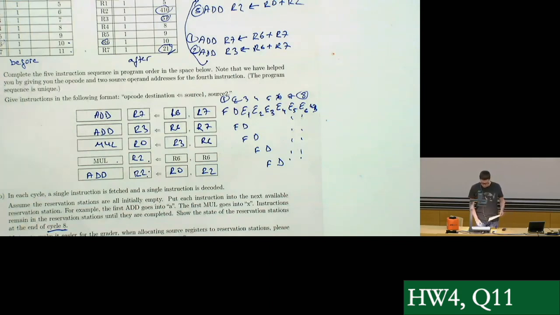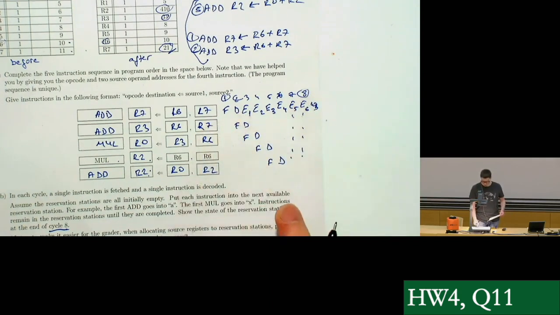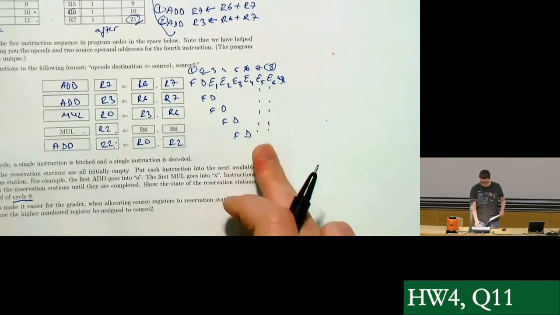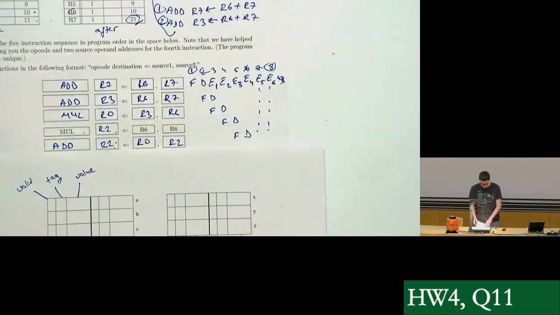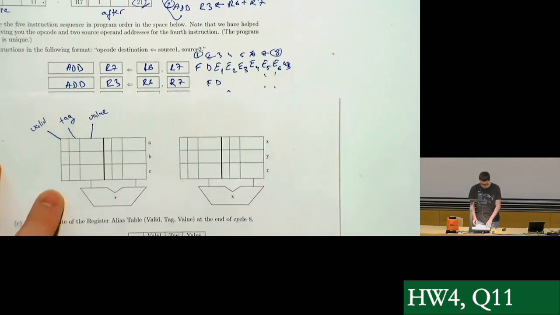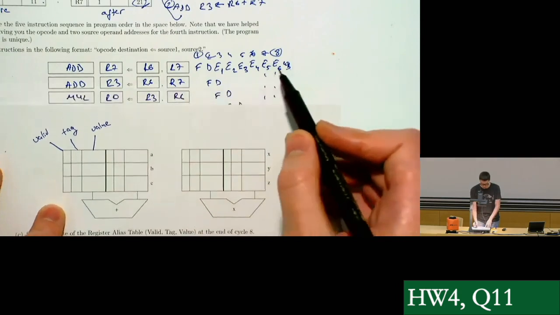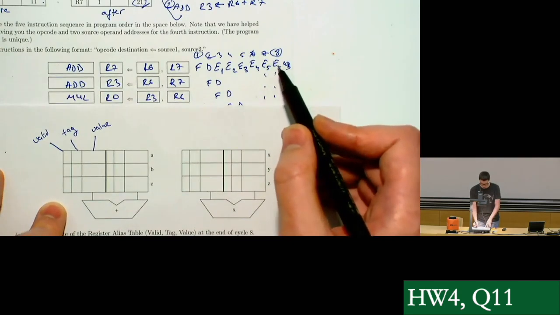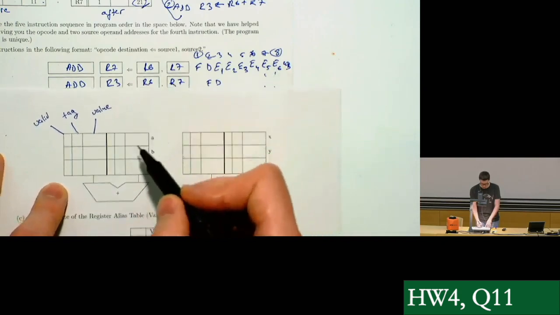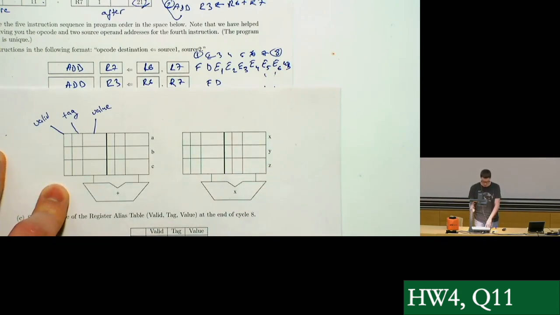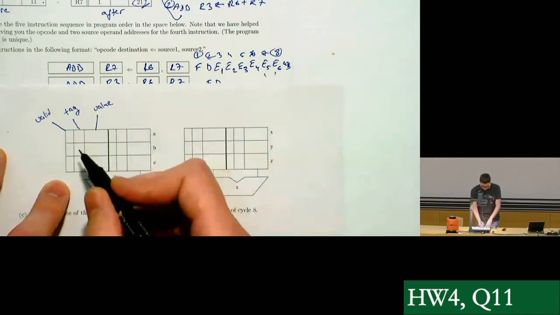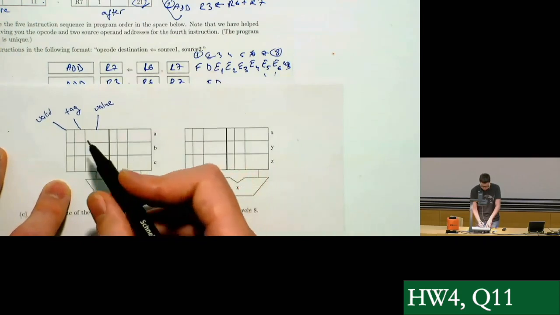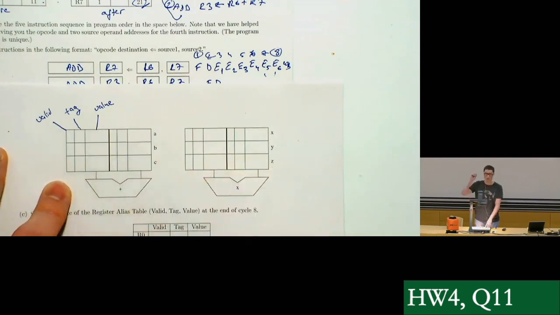So I'll do it quickly, but if you follow the scheme here, you can fill the reservation stations and register alias table one by one. So for the add instruction, we know that at the end of cycle 8, we will just have the information recorded in the register alias table and the reservation station and nothing else, right? So let's fill this part first. So here we had the valid, tag, and value fields, right? Do you remember what those mean?